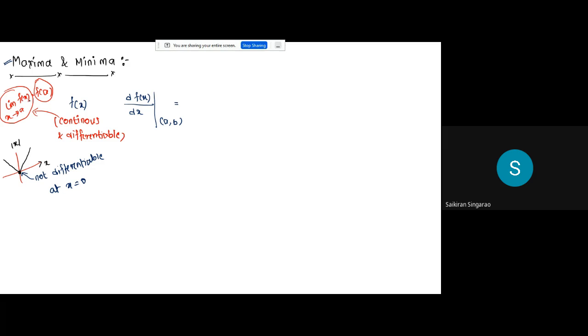See, continuity means it should be continuous, or else the limit and the function value will not be the same. Differentiability means it should not have any sharp edges. Understanding-wise, if you want to see, not differentiable means it's a sharp edge.